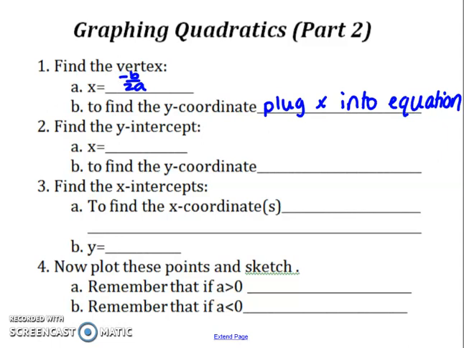To find the y-intercept, when we have a y-intercept, the x value is always equal to 0. And to find the y-coordinate, you could either plug in 0 for x and solve for y, or you could simply look at the c term.